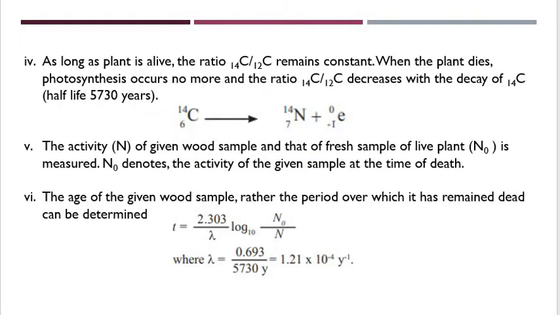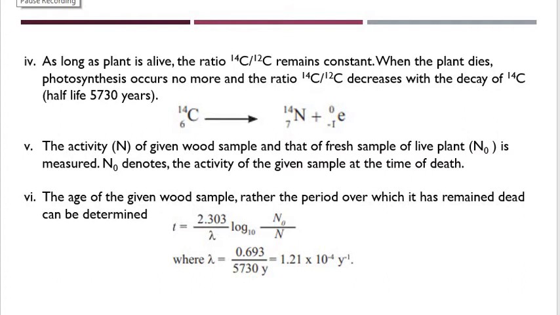Now, the next step would be, as long as the plant is alive, the ratio of carbon 14 and carbon 12 will remain constant. When the plant dies, there will be no photosynthesis and the ratio of carbon 14 and 12 decreases. And carbon 14 half-life period, we all know it is 5730 years.